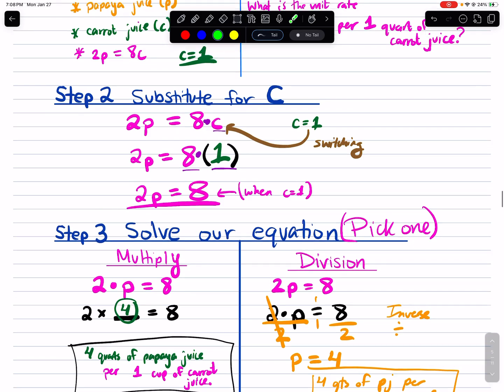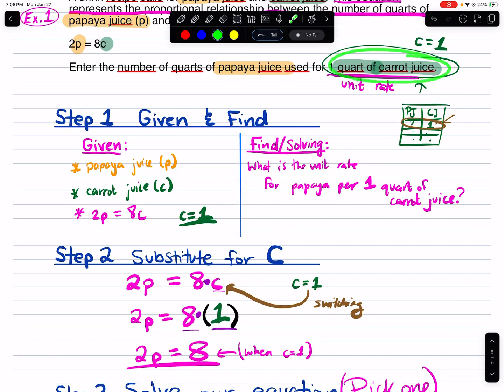You just have to remember, if they're giving you a unit rate with an equation, they say 1 quart of carrot juice, C is equal to 1. So C equals 1. Plug it in. Switch it. Remove the C and put the 1. Now it's 8 times 1. And you multiply it. 2p equals 8. And you solve for it.